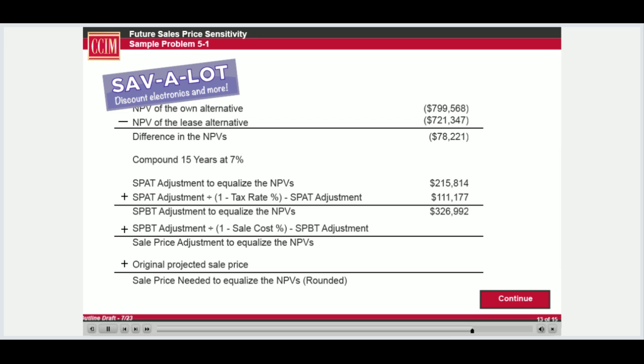Now our sales proceeds before tax need to be adjusted using the percentage cost of sale to find the sales price adjustment needed to equalize the NPVs. Adding this price estimate to the original projected sales price and rounding it to the nearest thousand leaves us the price necessary in the future to equalize the cost of leasing and owning.